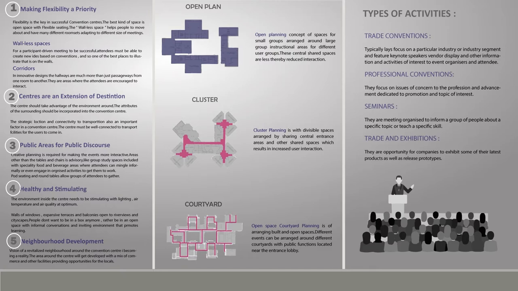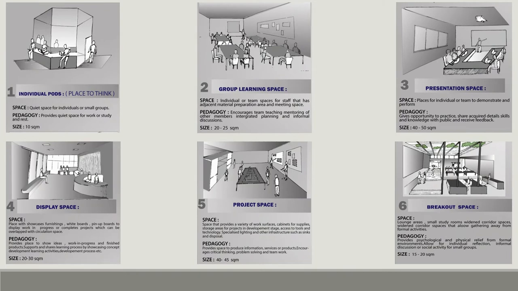The type of activities are trade conventions, professional conventions, seminars and exhibitions. In short, here are 6 typologies of spaces which are to be included in designing a convention center. 1. Individual pods. 2. Group learning space. 3. Presentation space. 4. Display space. 5. Project space. And 6. Breakout space.